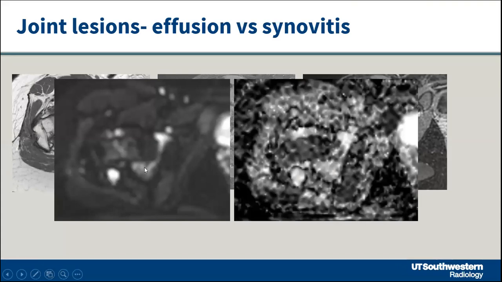On DWI, you have 2 areas here. So this area is simple fluid and this area is synovitis. And on synovitis, you're going to see this grayish appearance. It does not restrict badly. It just restricts mildly. But this is enough to tell you that there is synovitis going on.